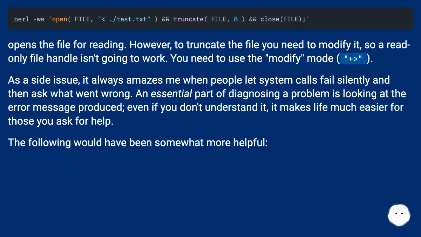Opens the file for reading. However, to truncate the file you need to modify it, so a read-only file handle isn't going to work. You need to use the modify mode, plus.